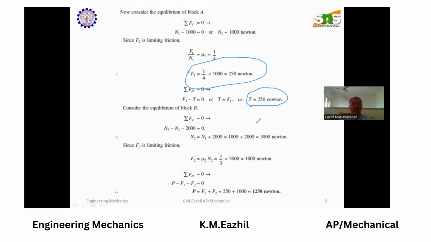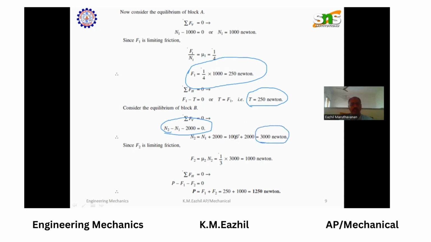Now we have to consider block B. Writing the equations by considering the equilibrium condition, sigma Fv is equal to N2 acts perpendicularly upwards, therefore plus N2, N1 acts perpendicularly downwards, minus N1, and the weight of the block acts downwards, so minus 2000 is equal to 0. We identified the value for N1 in the above equation. By substituting the known values, we will get N2 as 3000 Newton.